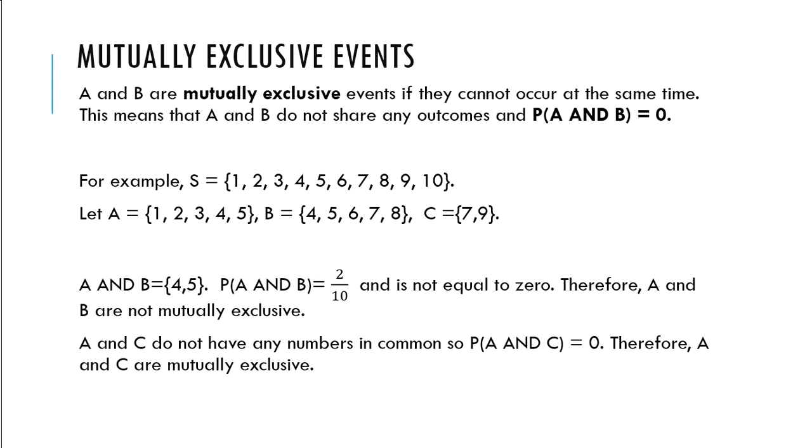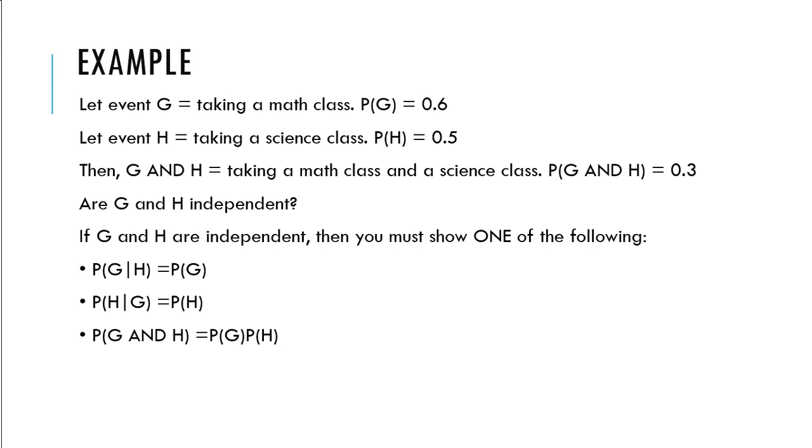But A and C don't have any numbers in common, so the probability of A and C equals 0. Therefore, A and C are mutually exclusive. Remember again, mutually exclusive means they have no outcomes that occur at the same time.